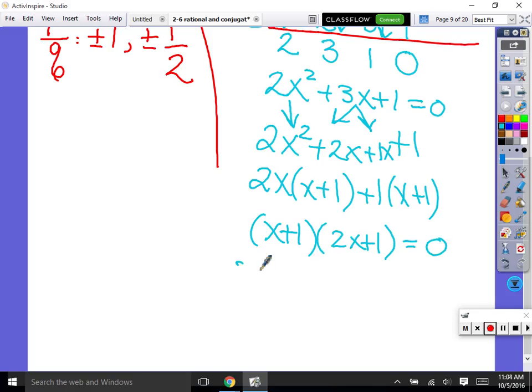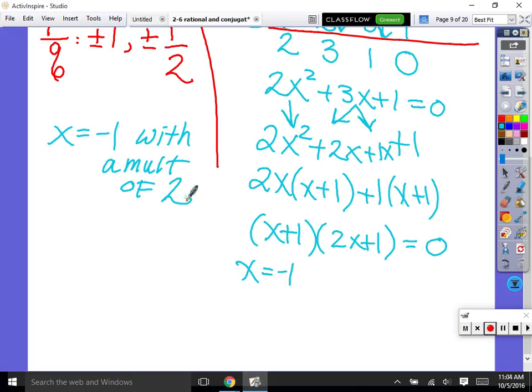So now set each of those equal to 0. So when we get x is equal to negative 1, didn't we already have that as a solution? So that would be x equals negative 1 with a multiplicity of 2. Does everybody understand? We got a negative 1 again. Didn't we already get that from synthetic division? Okay? And then we also get x is equal to, what did we subtract 1, divide by 2, guys? Negative 1/2.